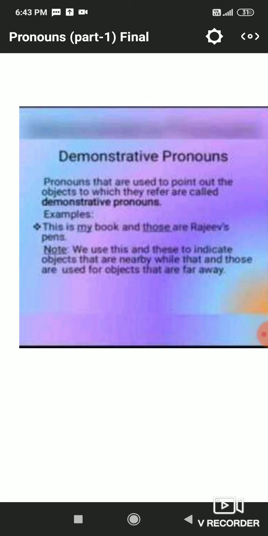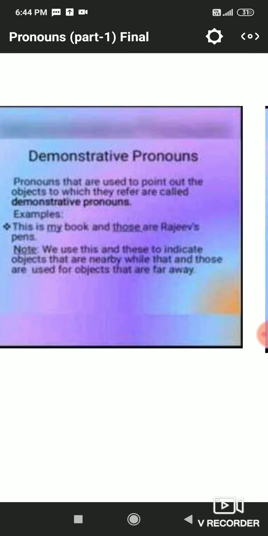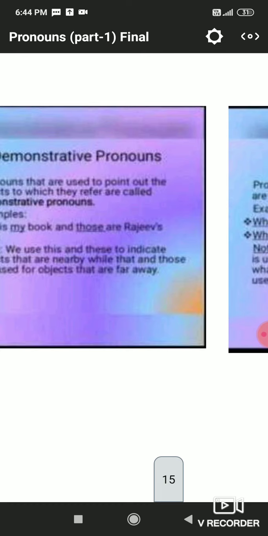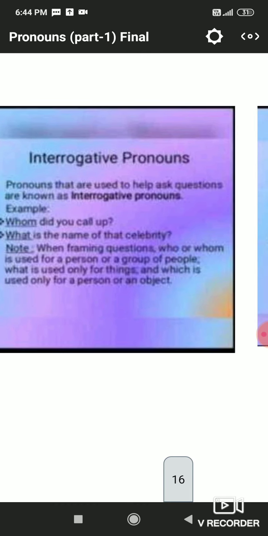The object which they are pointing out may be near or may be far. So it will show the demonstration. This is my book and those are Rajiv's pens. So it is showing the possession or it is demonstrating something, so it is known as demonstrative pronoun.